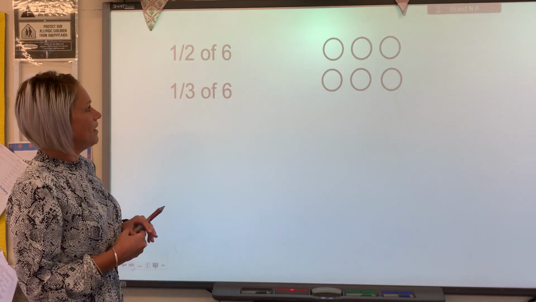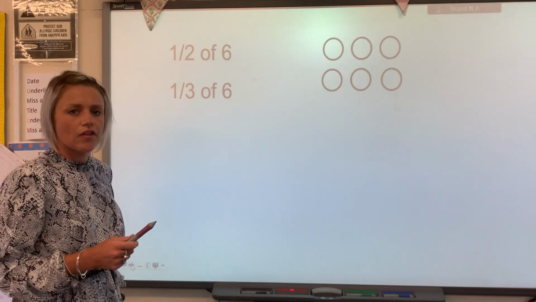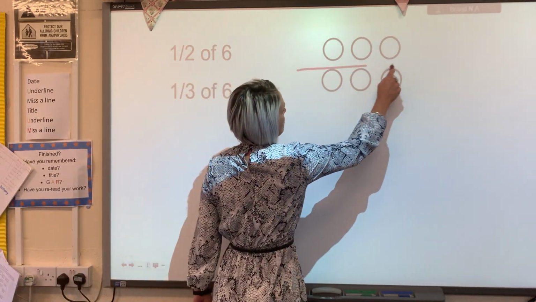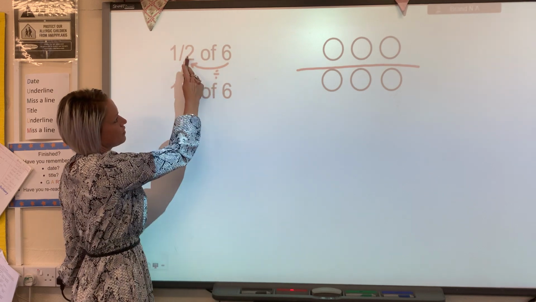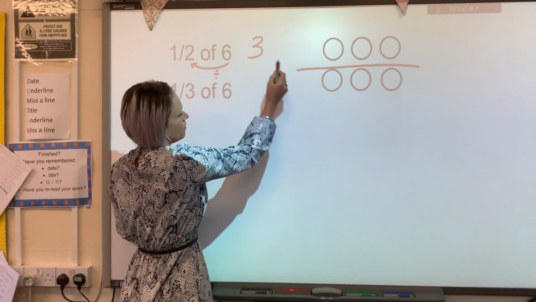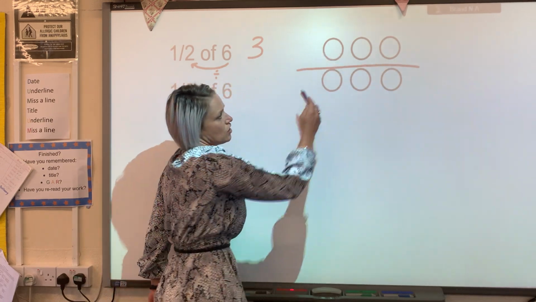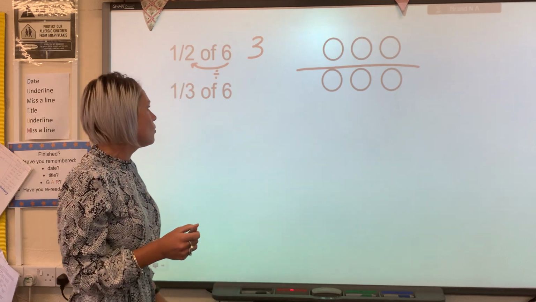So this time we've got to find half of 6 and a third of 6. So most of you will probably know that half of 6 is 3. We'll double check by dividing by the 2. So how many 2's in 6? 2, 4, 6, there's 3. Okay, so we've got 3 on the top, so that's half is 3. And the bottom half, there's 3 in there also.